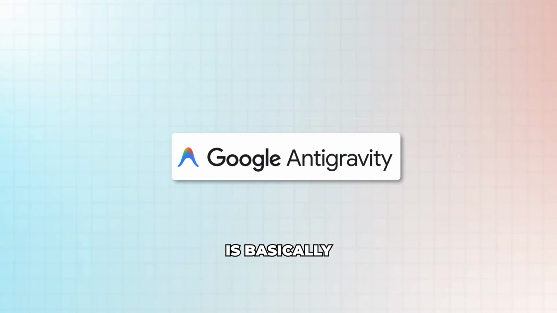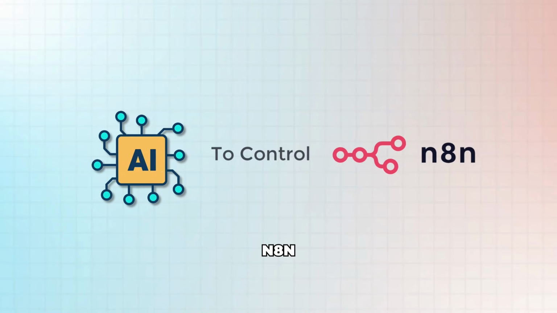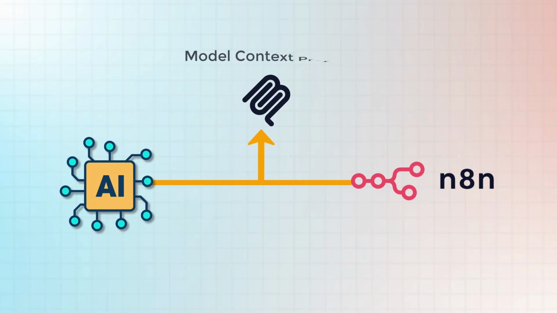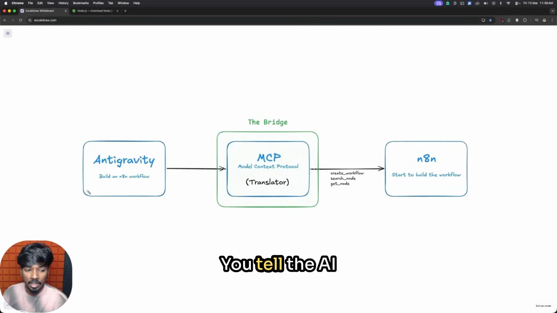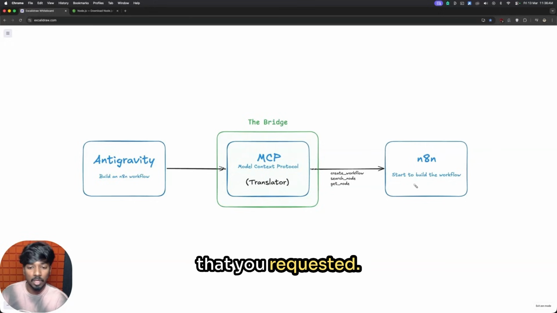So Antigravity is basically an AI workspace for building things with AI agents. But for the AI to control N8N, it needs a bridge. That bridge is called MCP, Model Context Protocol. Think of MCP like a translator. You tell the AI what you want. The MCP translates that request into something that N8N can understand. And then N8N starts to build the workflow that you requested.